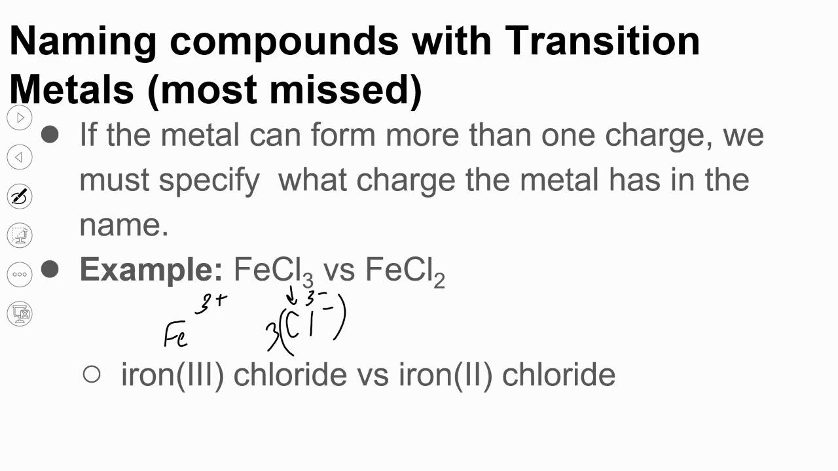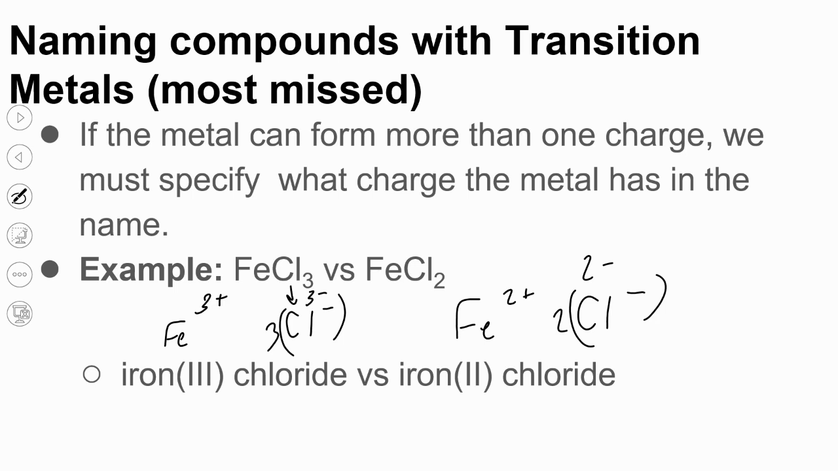So in the name, I have to specify. This is iron 3 chloride. This is iron 2 chloride. I'm telling you the charge because otherwise you won't be able to figure that out. Okay, iron chloride. This iron chloride has a different color than this iron chloride. This iron chloride has different properties than this iron chloride. So I have to tell you what iron charge the compound has. So I do that by putting the Roman numerals in the center. So iron 3 chloride, this one is iron 2 chloride. Okay, questions on that?